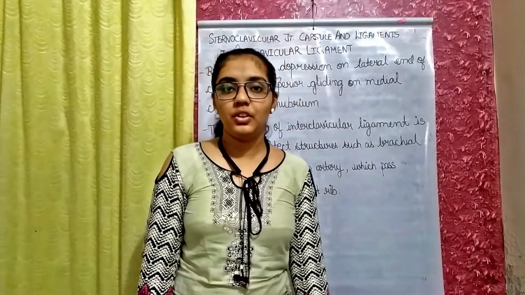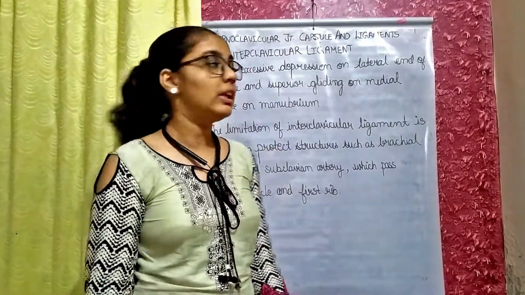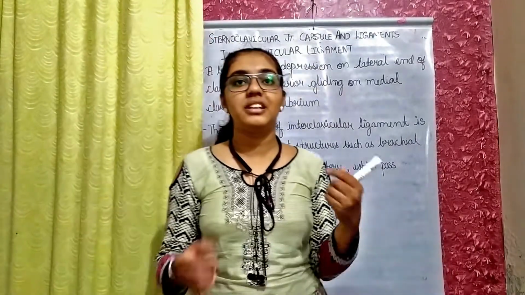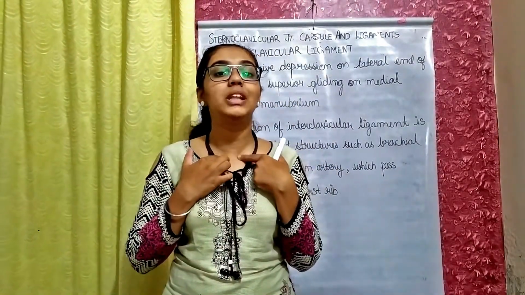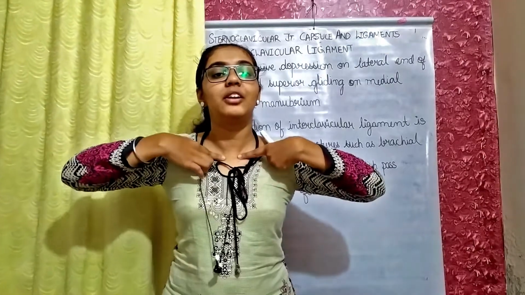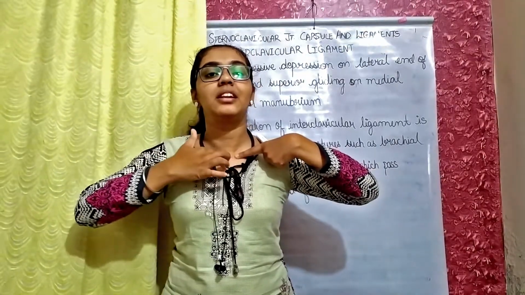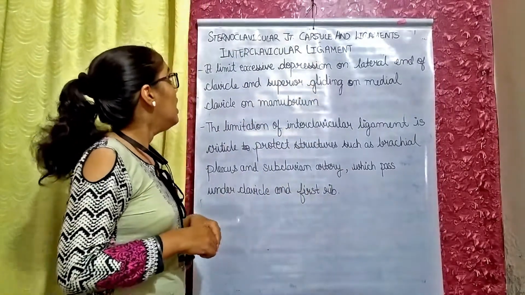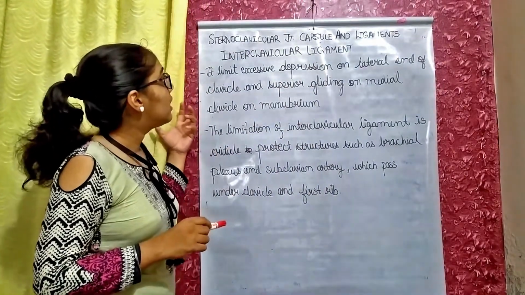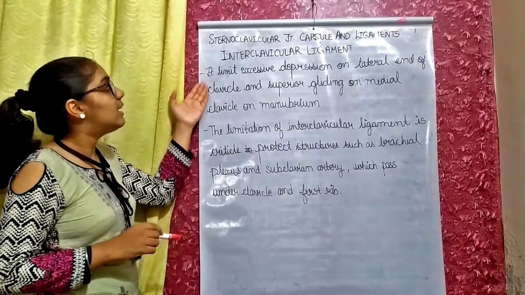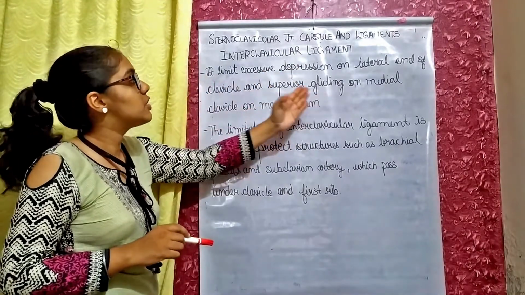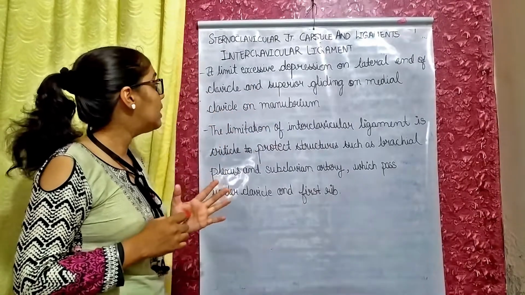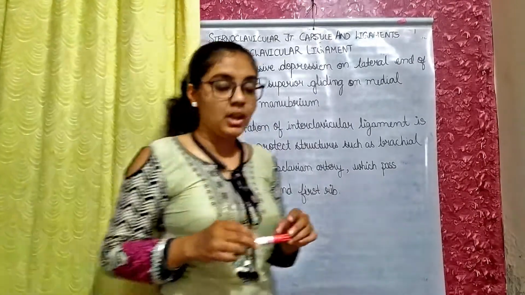Now we will learn about the interclavicular ligament. After the sternoclavicular ligament and costoclavicular ligament, the third one is the interclavicular ligament. As the name suggests, this ligament is present between the two clavicles. The function of the interclavicular ligament is that it limits excessive depression of the lateral end of the clavicle and superior gliding of the medial clavicle on the manubrium.